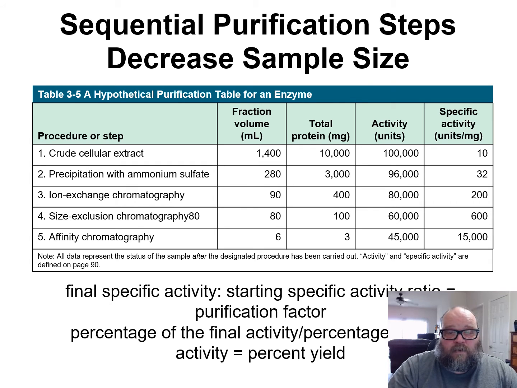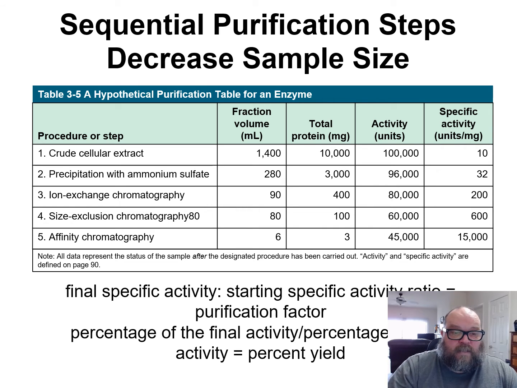Started out with 10,000 milligrams of protein, we're now down to 400 milligrams. We've gotten rid of a lot of that extraneous protein. 80,000 units, we're now up to a ratio of 200 units per milligram. We started at 10, we're now 20-fold higher, 200.